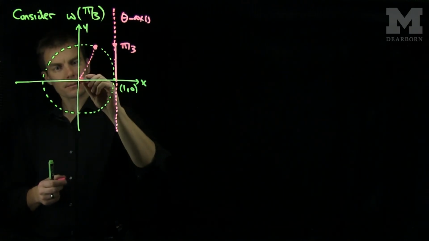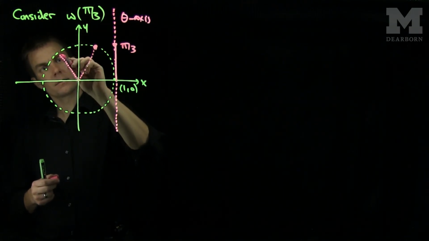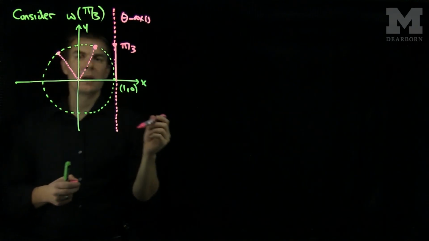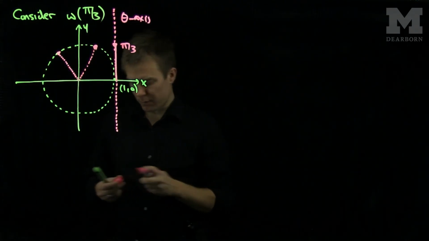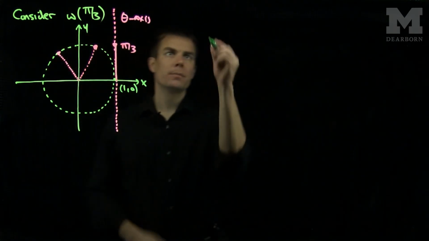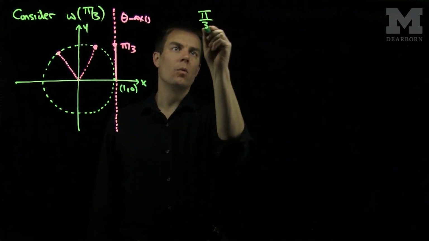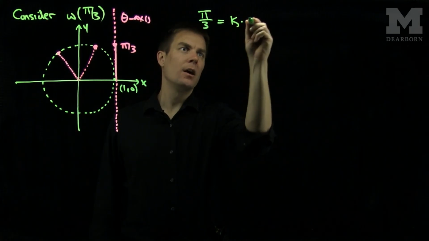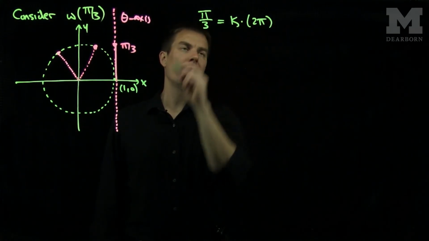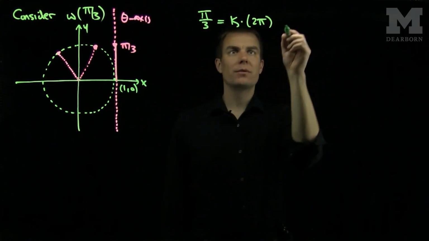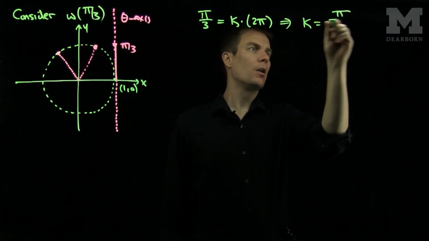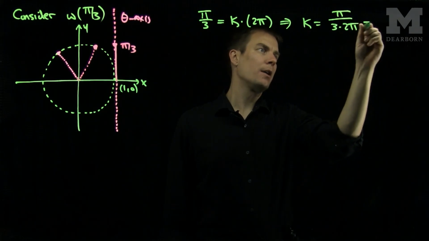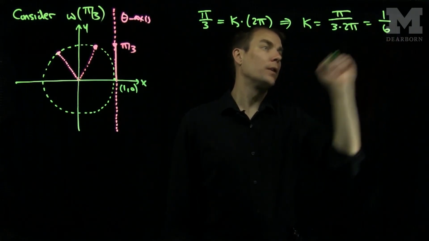Similarly, I can plot this value in the unit circle. And we'll ask the question, what proportion of the unit circle is pi over 3? So we'd like to know what proportion k of 2 pi is pi over 3. And so if we divide by 2 pi, this tells us that k is equal to pi over 3 times 1 over 2 pi, or 1 over 6.